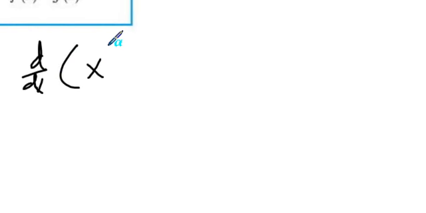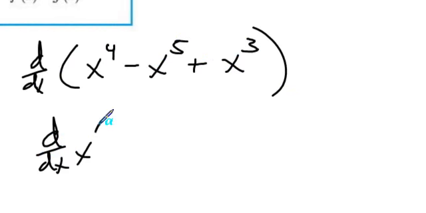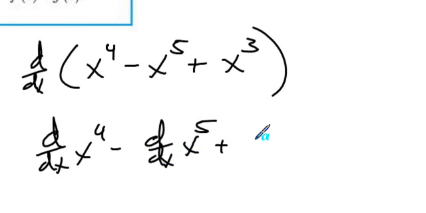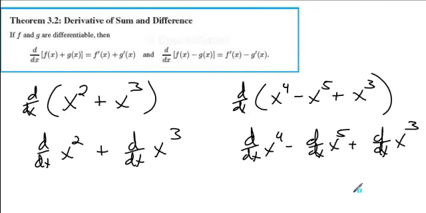functions, say I had x to the fourth minus x to the fifth plus x to the third, same idea, I can evaluate them individually. That's what the sum and difference rule simply means: if they're separated by a plus or minus sign, I can break them apart and find the derivative of each individually.